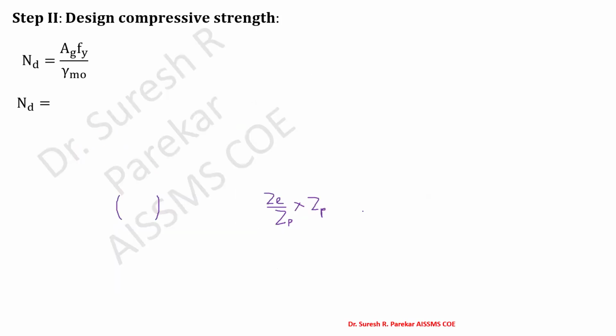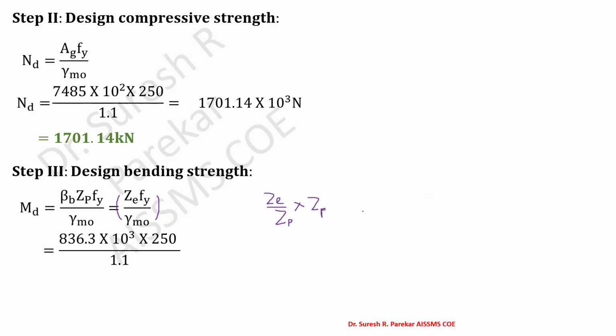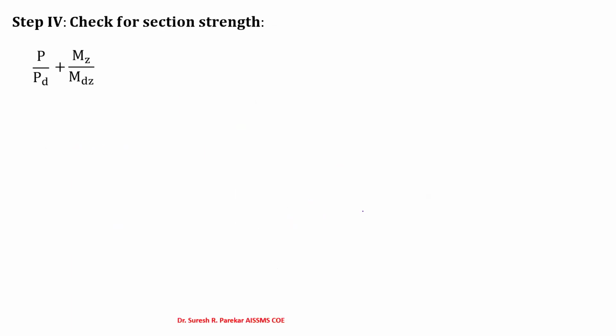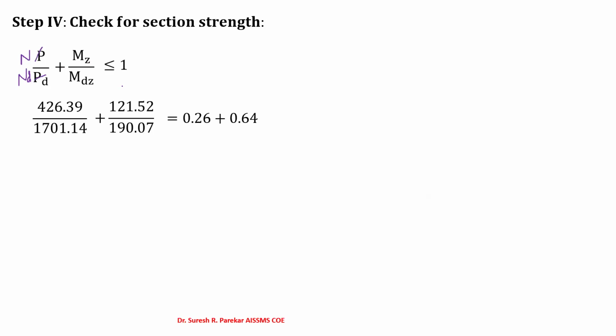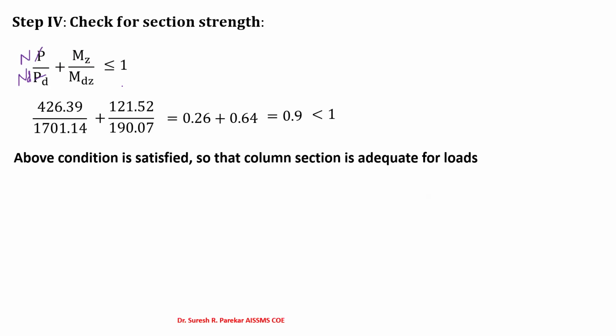So as my section is semi-compact, I have taken 836.3 and I got 190.07 kilonewton meter. Then I will check it. So we have checked P upon PD, or you can write it as N upon ND, one and the same. But as in your IS code, it is given as N upon ND. So prefer N upon ND plus MZ upon MDZ, and that is less than or equal to 1. Substitute the values and we get this value 0.9, which is less than 1. So the condition is satisfied, the column section is adequate for the loads.